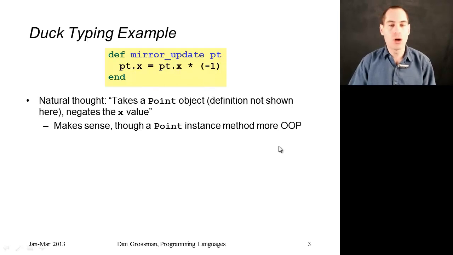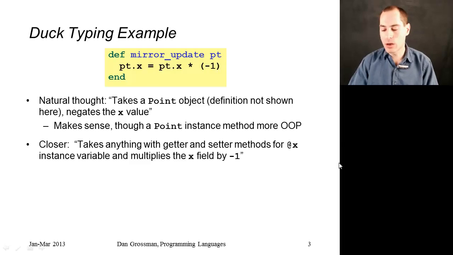That's the idea. So the natural thought is to look at this code and say, oh, well, it takes a point object and negates the x value, updating it in place. But that's not actually what this does. A slightly closer look at it would say, well, it takes anything that has getter and setter methods for an @x instance variable, and then replaces @x with @x times -1. Right? So if I had something that was not an instance of point, but had these getter and setter methods, then this code would presumably do something useful on such an object. Now hopefully at least some of you are saying, but wait, Dan, that's still too restrictive.